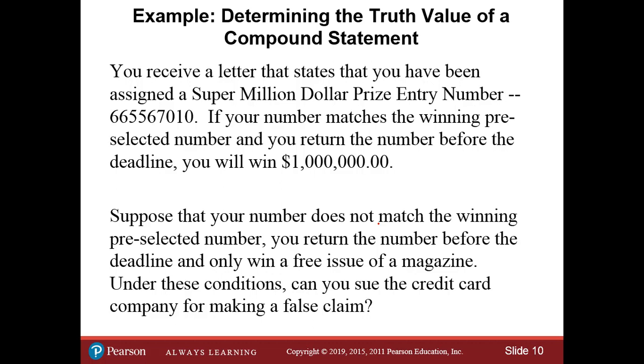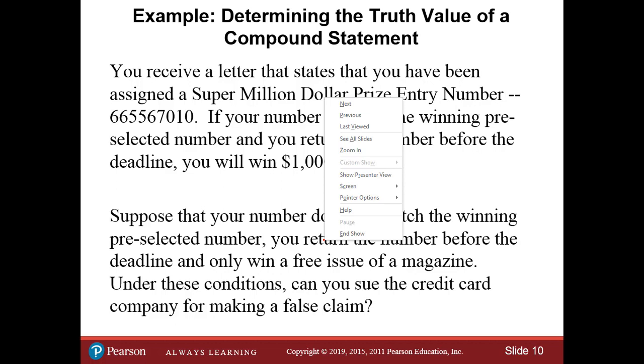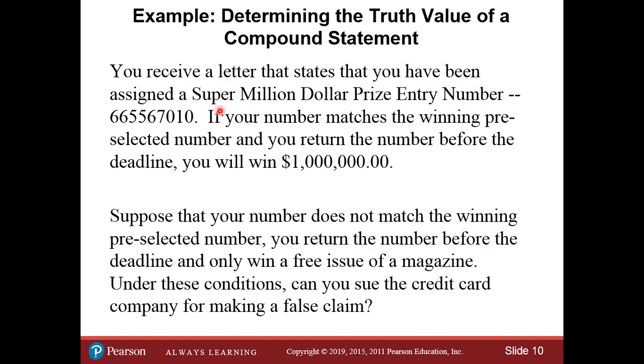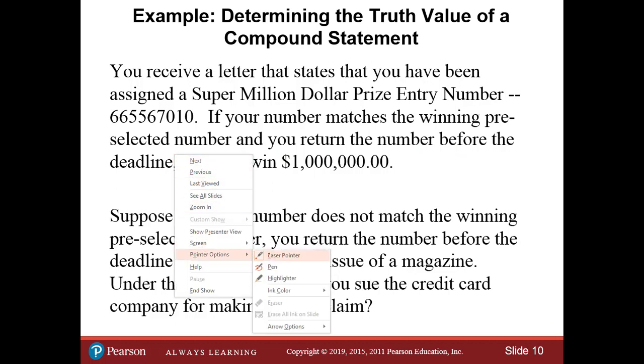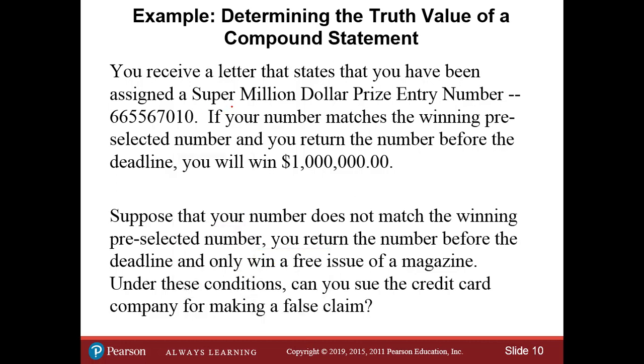So now, how do we know that that's no? Well, in this case here, they're saying that your number does not match the winning number. Okay? So now, think about it. It says if your number matches the winning pre-selected number and you return the number before the deadline. So it's an and statement. So this is going to be in parentheses. So we have this and this.